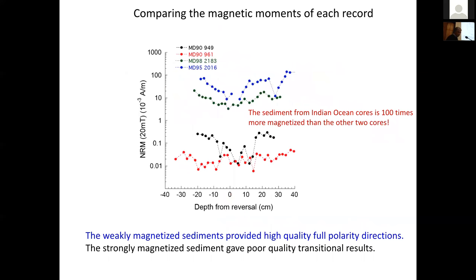So what is original in this record? The fact that the magnetization is really different. We have 2 records with low magnetization intensity, and we have 2 other records with magnetization intensities at least 100 times, and even more, larger than the other two, which means that for these records the transitional interval was considerably more magnetized than the polarity intervals recorded by the other two. In one way, for these intervals here, we had correct demagnetization, and for these transitional intervals, we had very bad demagnetization diagrams.